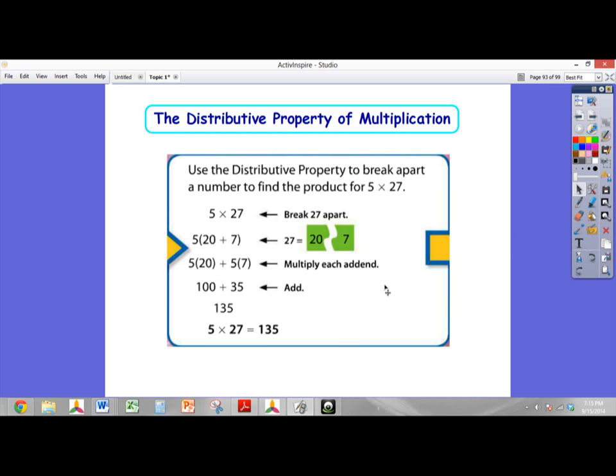Here's another example of the break apart strategy. We've got 5 times 27. 27 is a two-digit number, so let's break that apart by place value. We have a 20 and a 7. Now we can multiply each part by 5. 5 times 20 is 100. 5 times 7 is 35. And that's an easier set of numbers to add. 100 plus 35 is 135, so 5 times 27 is 135.